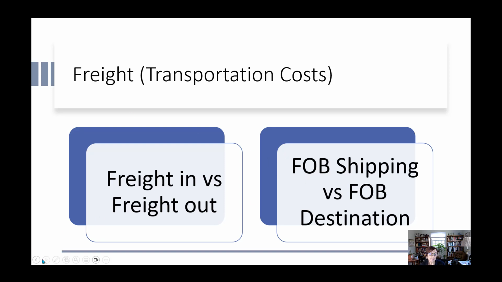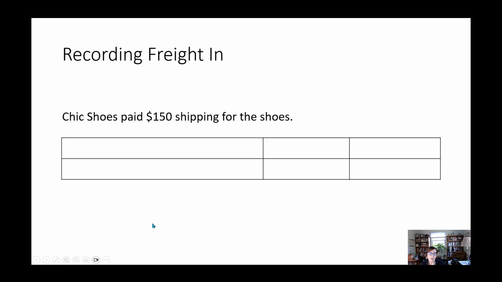Now let's take a look at FOB shipping versus FOB destination in a minute. First, let's look at how we record freight in for a purchase. So let's say that Chic Shoes pays $150 for shipping the shoes. They did not ship shoes to a customer. Go back. Chic Shoes paid $150 for the shipping of the shoes that they bought, right? Remember, that's an additional cost of the inventory. So they're debiting inventory $150 and they're going to credit cash $150 because that's an additional cost of the inventory.